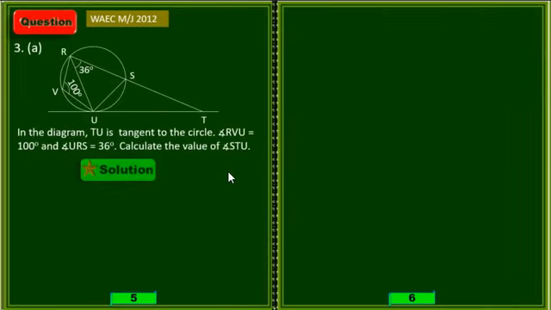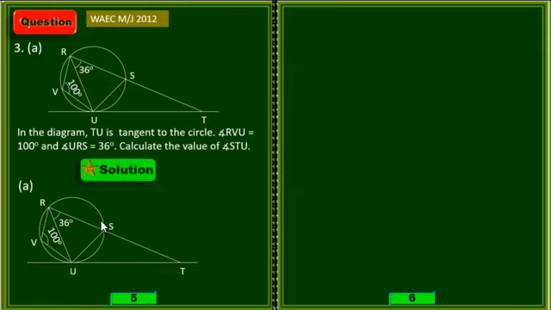Now the diagram is given. In the diagram, TU is a tangent to the circle. Angle RVU is equal to 100 degrees. RVU is 100. And angle URS is 36 degrees. Calculate the value of angle STU. Now let's see how we can. Let's solve this problem together now.